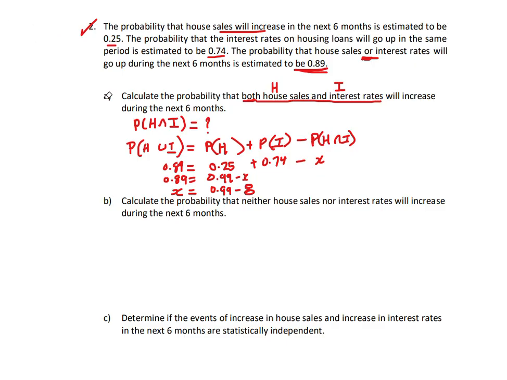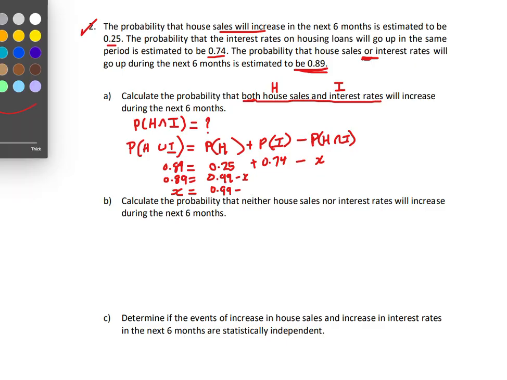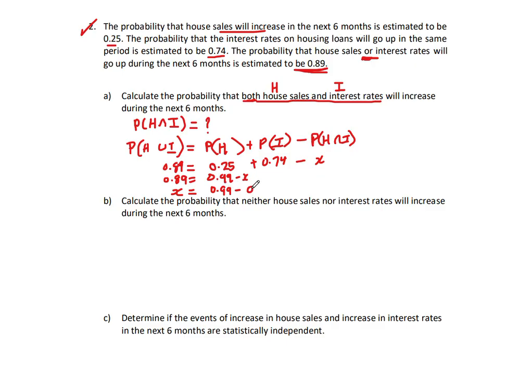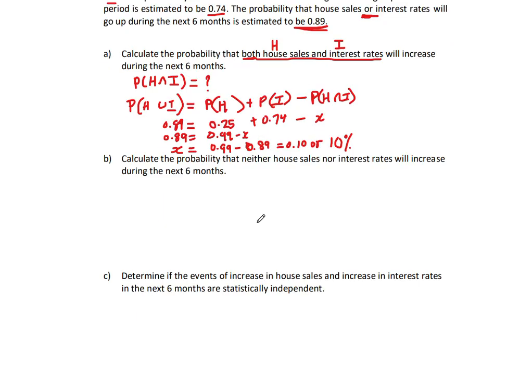So this is 0.99 take away 0.89. All right, and that will give us 0.10 or 10%, which is saying that there's a 10% chance that both house sales and interest rates will increase over the next 6 months. So that takes care of that question.